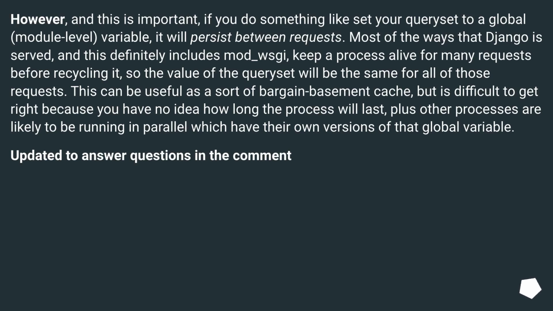However, and this is important, if you do something like set your query set to a global, module-level variable, it will persist between requests. Most of the ways that Django is served, and this definitely includes mod_wsgi, keep a process alive for many requests before recycling it, so the value of the query set will be the same for all of those requests. This can be useful as a sort of bargain basement cache, but is difficult to get right because you have no idea how long the process will last. Plus other processes are likely to be running in parallel, which have their own versions of that global variable. Updated to answer questions in the comment.